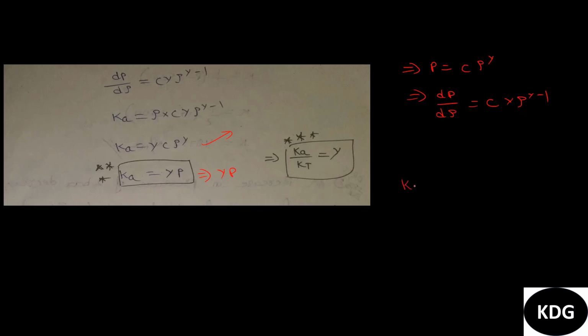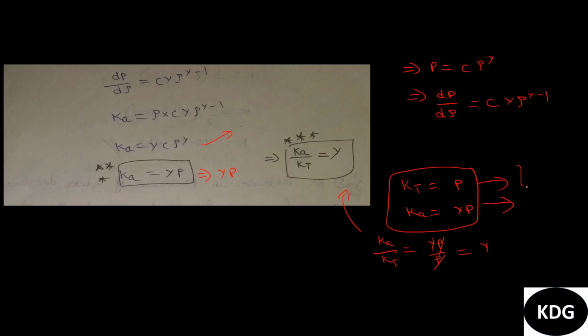So the isothermal bulk modulus is pressure. The adiabatic one is gamma into pressure. If you divide these two, Ka by Kt, the P's cancel and you will get gamma. The ratio of the adiabatic bulk modulus to the isothermal bulk modulus is equal to gamma. So we should simply remember these two equations to do the problems as fast as possible. The adiabatic bulk modulus is gamma P, and the isothermal bulk modulus is only P.